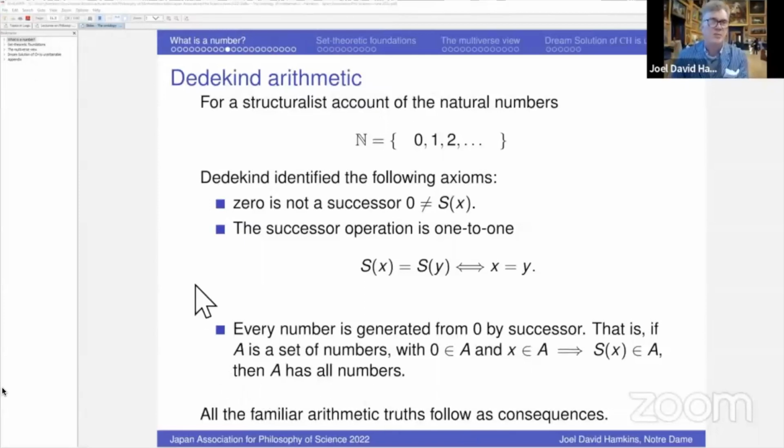So this is an extremely powerful axiomatization that settles essentially every question in arithmetic, except those that are engaging with logic and consistency strength issues and so on. Okay.